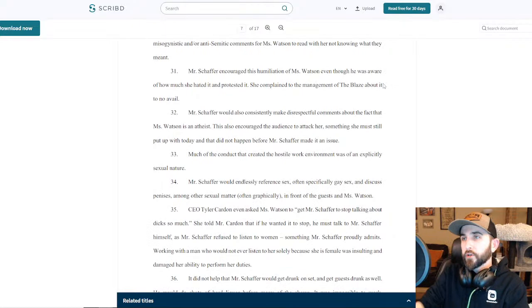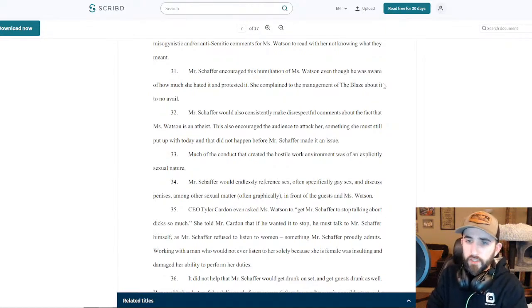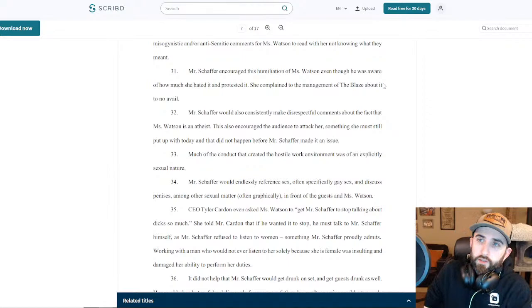So the dog whistle term, once again, Sydney didn't write this letter. This document was written by a lawyer. People are just dogpiling Sydney because of the dog whistle term. Oh, that's something only a liberal would say. Liberals have appropriated the term. The term was not created by a liberal.